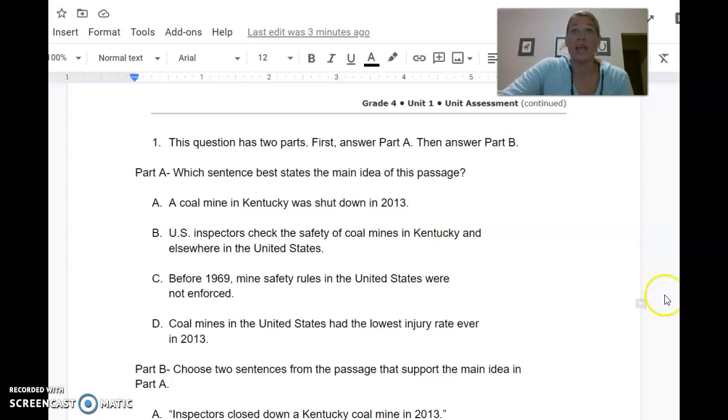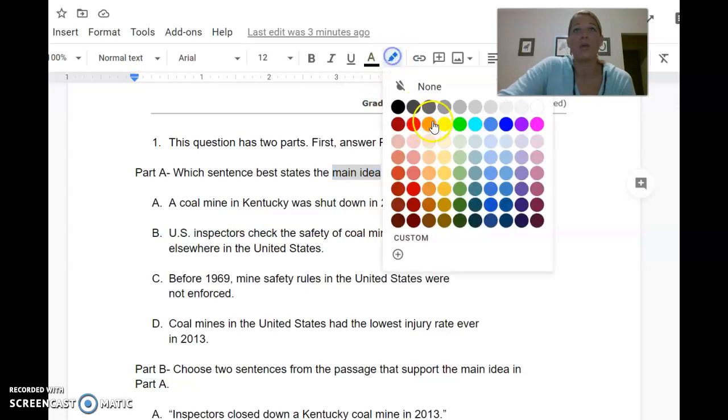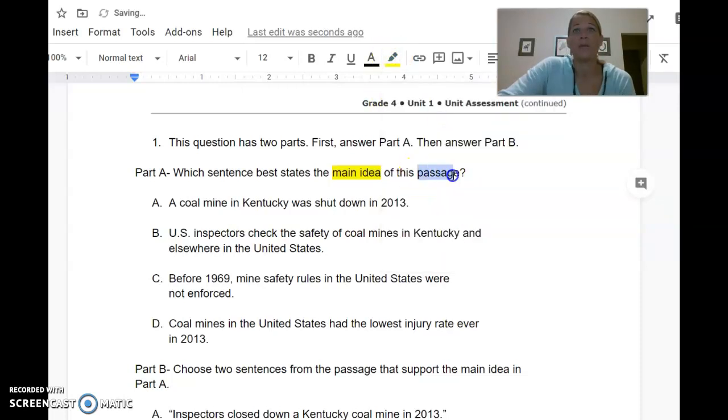It is a part A and part B question. So remember, part A and part B should support each other. They go together. Part A asks us which sentence best states the main idea of the passage. So I'm looking for the main idea of the passage, not just one part, but the entire passage. Okay, so I'm going to highlight those 3 words. Main idea is the reading skill that I'm going to be using. I'm looking at the whole passage.